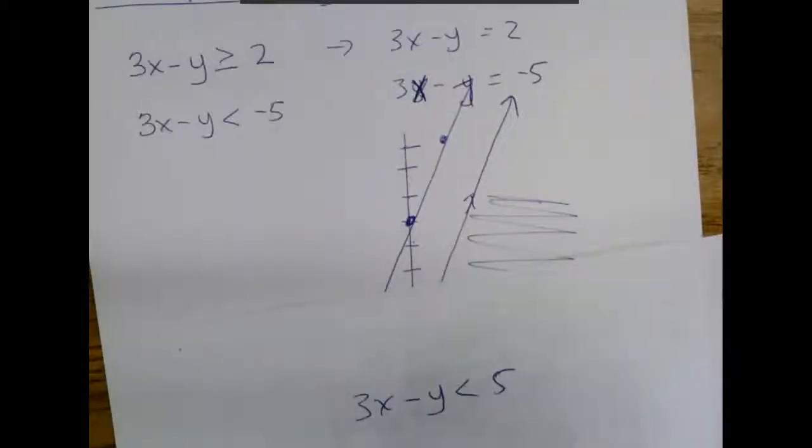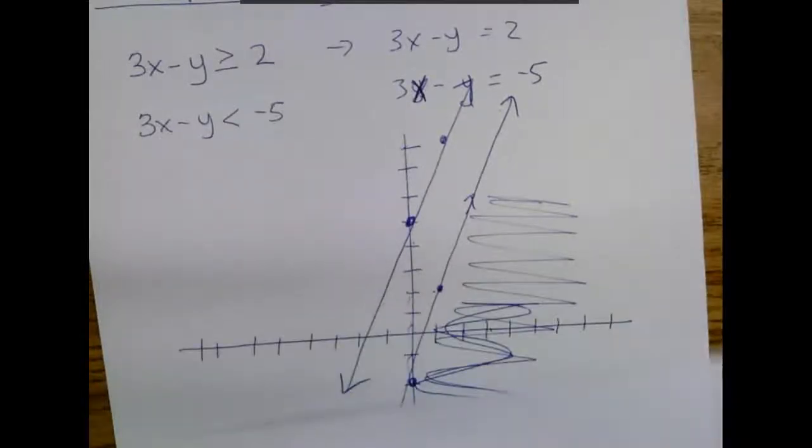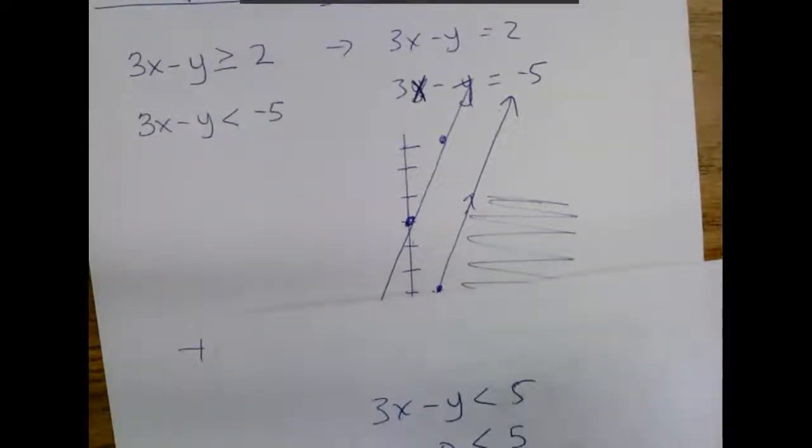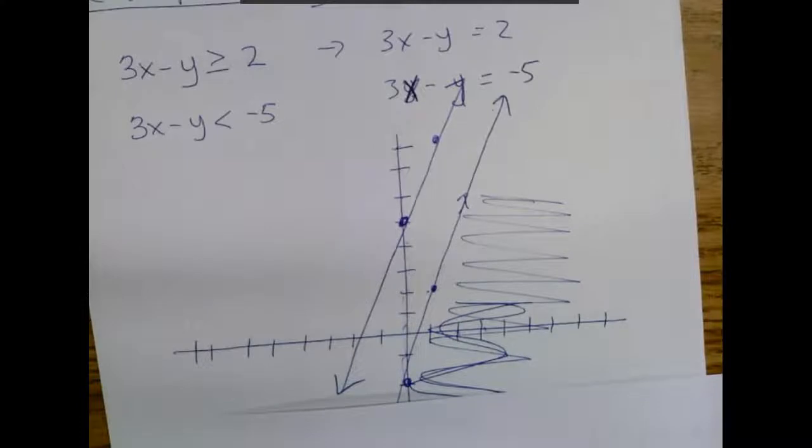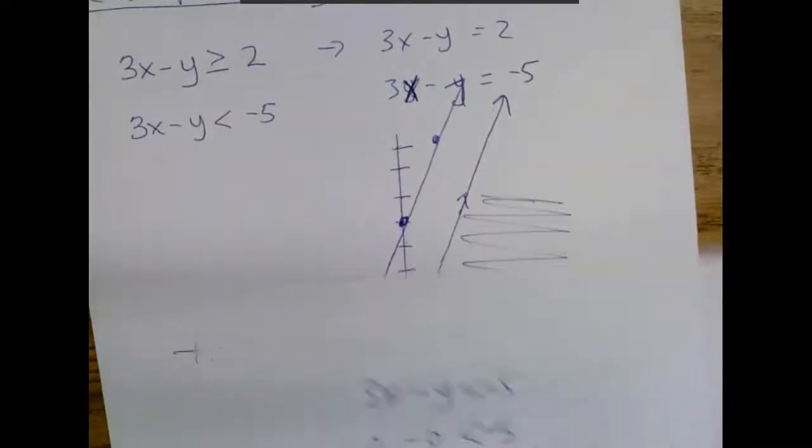And we go 0, 0. So we got 0 for x makes that 0. 0 minus 0 is less than 5. And that's true. Okay, 0 is less than, oh, it's negative 5. I'm sorry. Didn't see that. So 0 is not less than negative 5. Okay. So 0, 0 right here will not work. Okay, let's try another one. Let's try the other side.